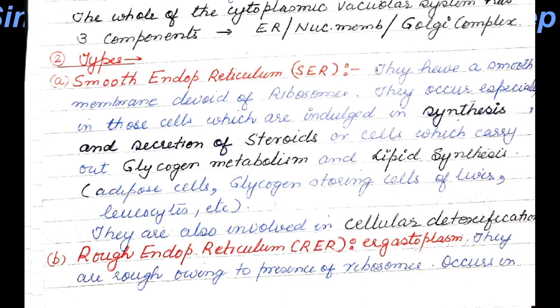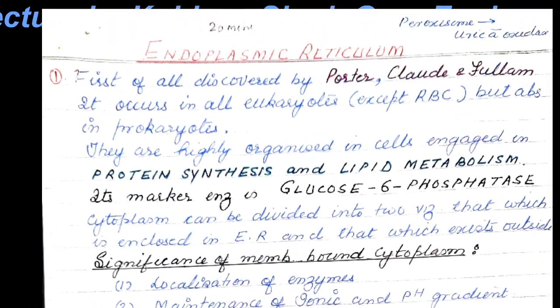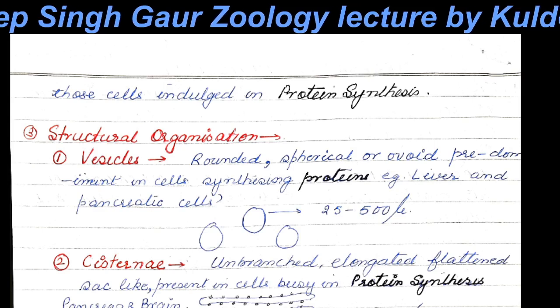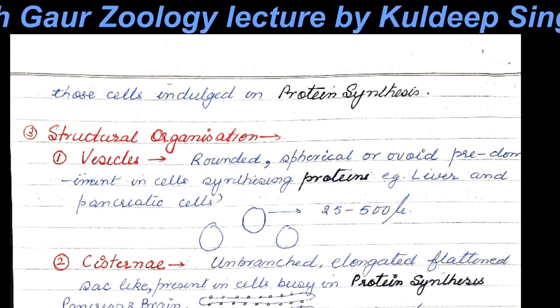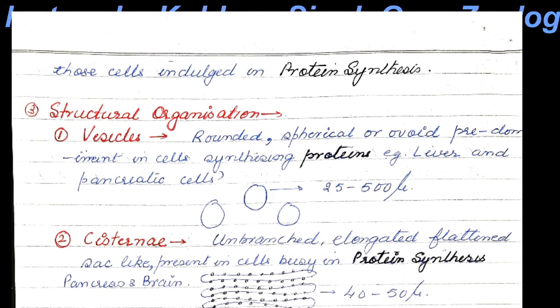Now we have another kind of endoplasmic reticulum, which is rough endoplasmic reticulum and is also called RER. Many a times it is called ergastoplasm also. They are termed so because they have presence of ribosomes all around them, and that imparts them a peculiar characteristic of looking rough. These endoplasmic reticulums are involved in protein synthesis.